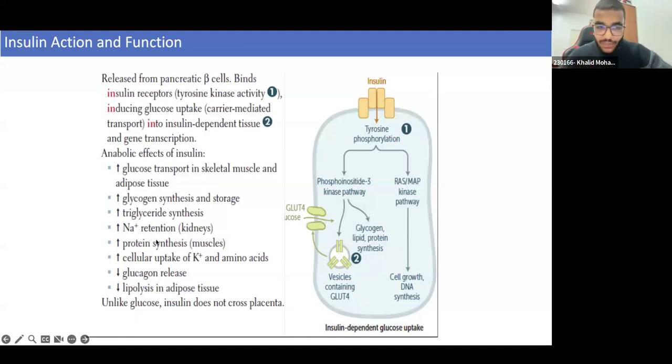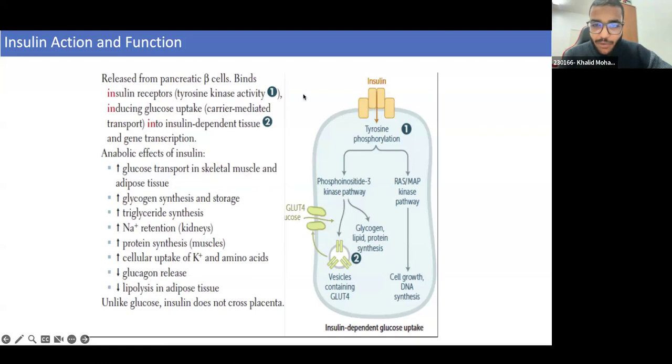Now, these are two important functions as well. It increases sodium retention, but more importantly, it increases cellular uptake of potassium and amino acids. So when you have excess insulin, especially when it's too much, like when it's being secreted from a tumor, then you'll have very low potassium levels in the blood because all the potassium will be sucked up by the cells. Okay? And that's why the answer over here is hypokalemia. It will obviously inhibit glucagon, and finally, it will inhibit lipolysis. And glucagon will have all the opposite of these effects.